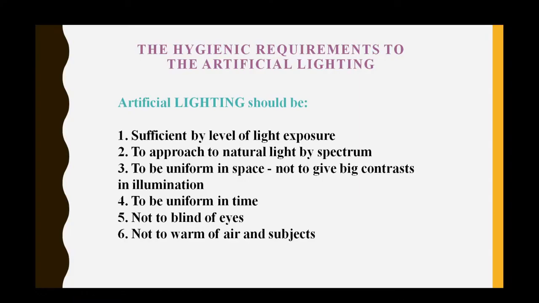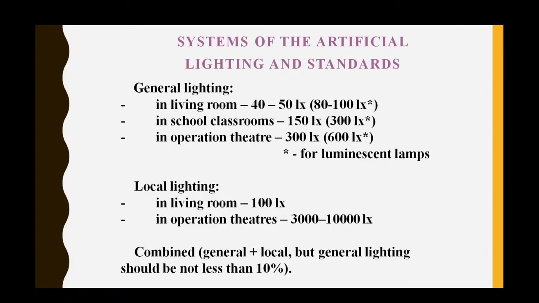Now we do not have the most effective and the best sources of artificial light, because the most optimal light for our body, for our CNS, for our eyes is natural light, natural sunlight. It's the biggest problem, the optimal spectrum of artificial light. Artificial light may be local or general.